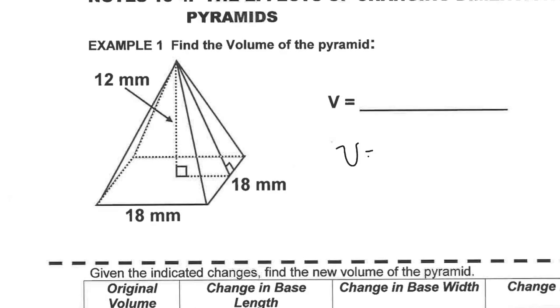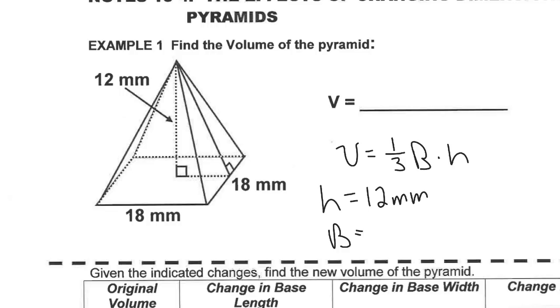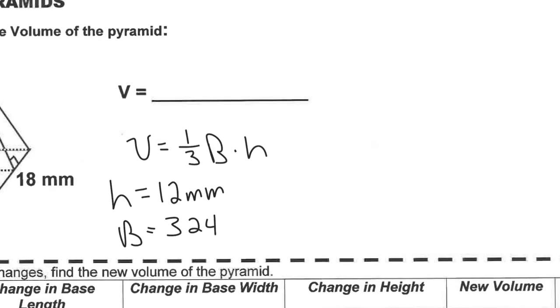So remember, volume is 1/3 area of the base times the height. And they pretty much gave us everything we need. They told us the height was 12 millimeters. And then big B we can find because it's a square base. So it'd be 18 times 18, which is 324. So now we just got to plug it into the equation and find our volume. So V is equal to 1/3 times 324 times 12.